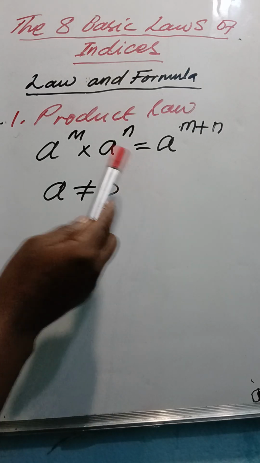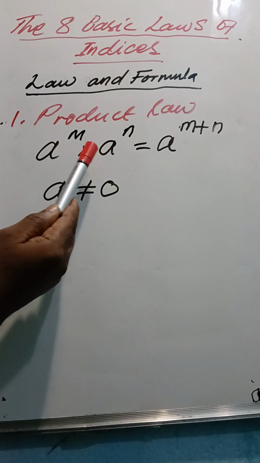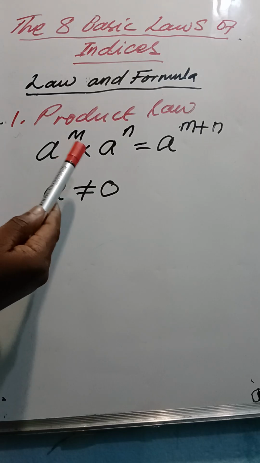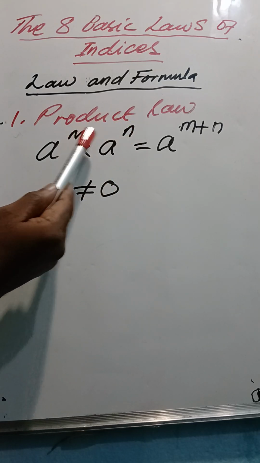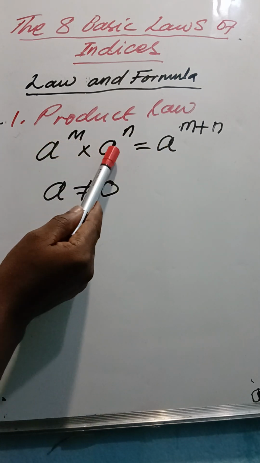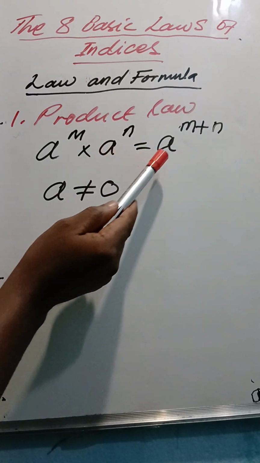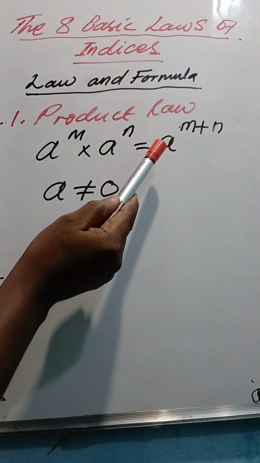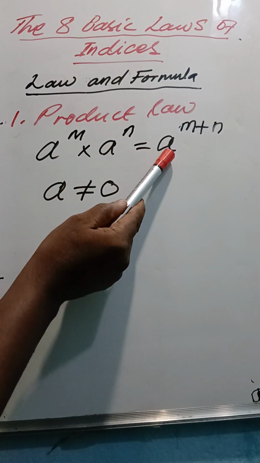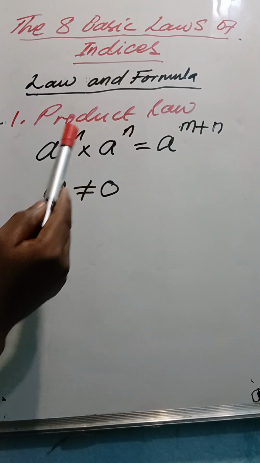That is to say, we have a here and there, and we have the index m and n. These are two different indices, and then when you multiply these terms, they will give you this base here. Because these are similar, therefore you write the same base here and then add these indices.